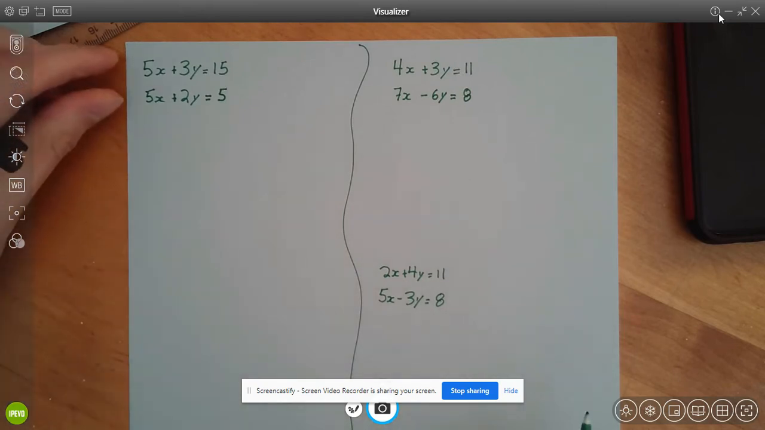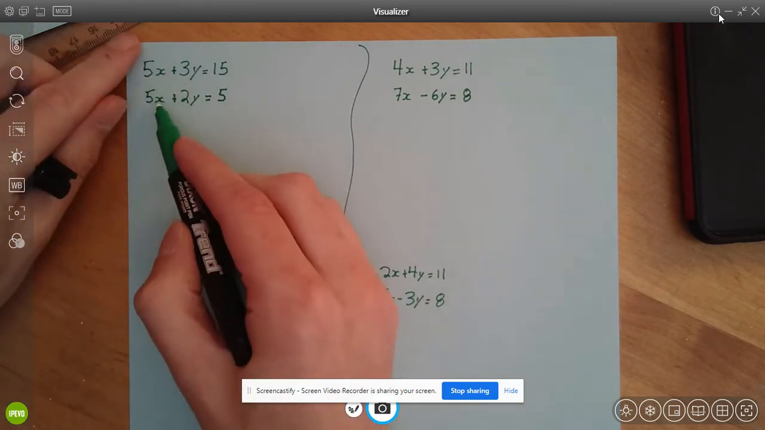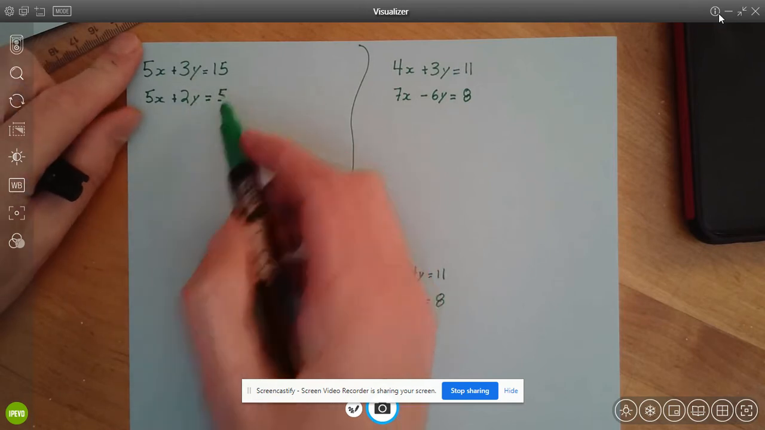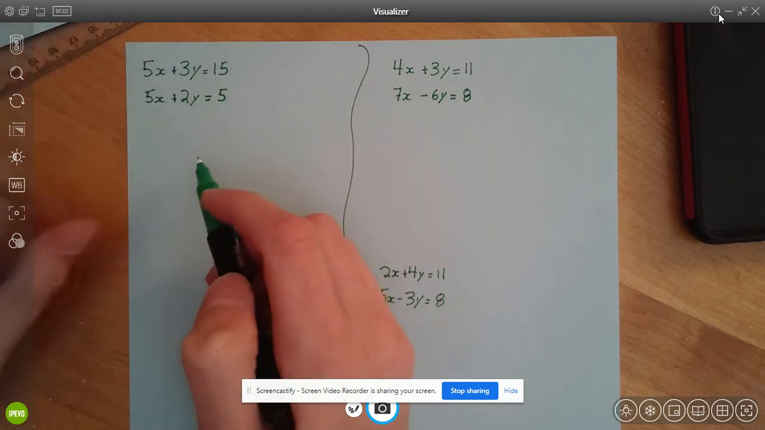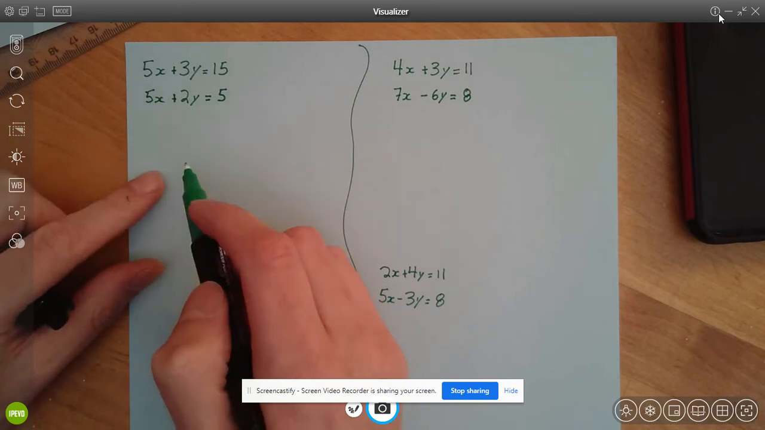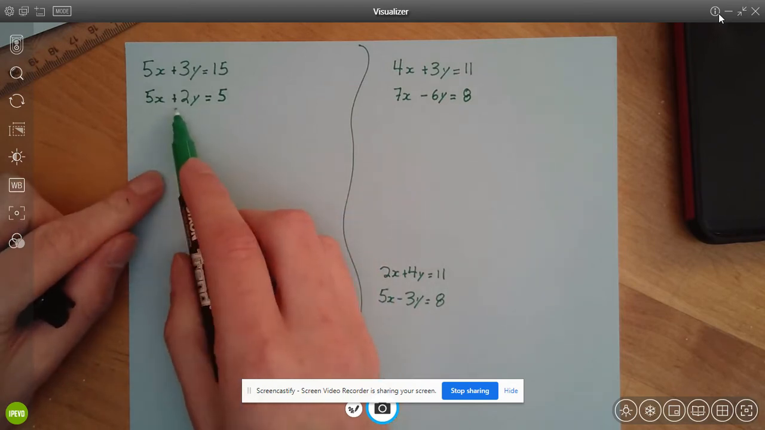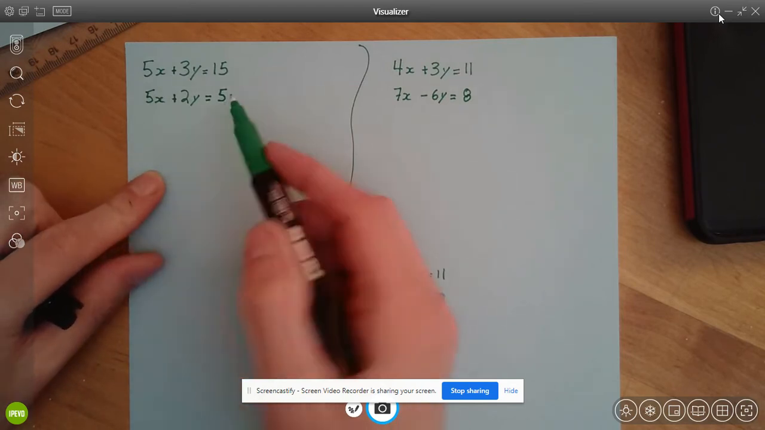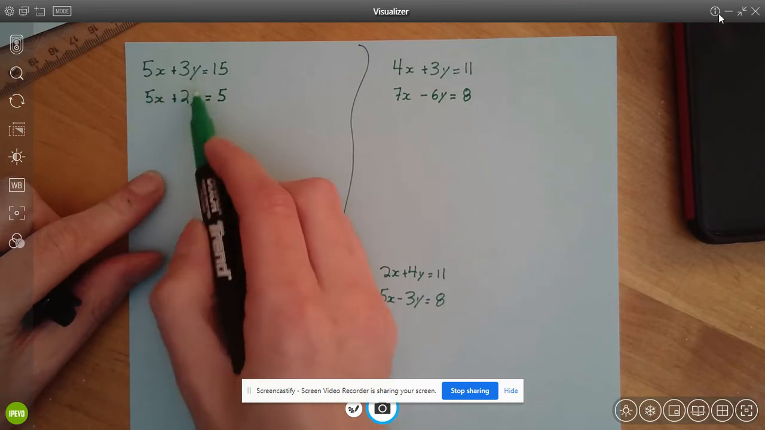In particular, it works really well when I've already got my x's, my y's, and my constants lined up in this form, or it's quick for me to rearrange it to get in this form. So something x plus or minus something y equals something. I want to make sure I've lined my equation up in columns.